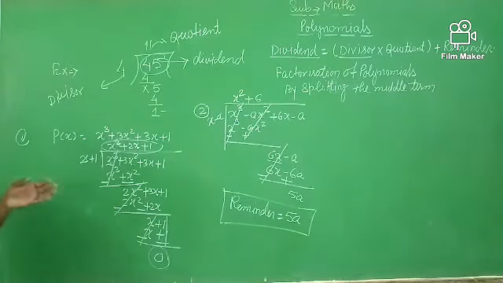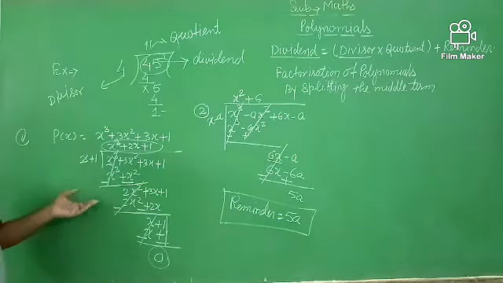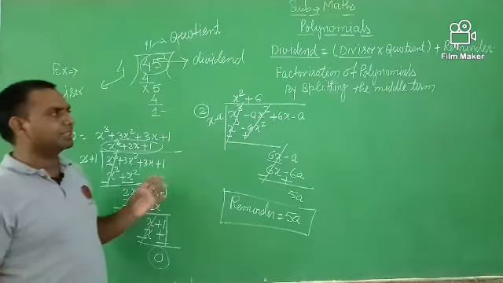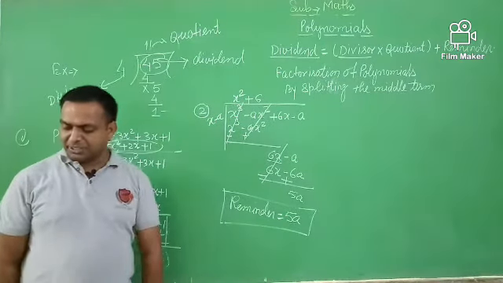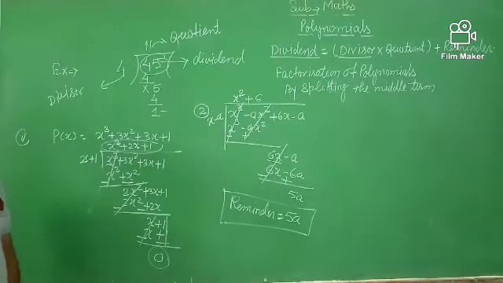So these are the two questions related to the division algorithm: how you can divide and find the dividend, divisor, quotient and remainder. After that we are going to factorization.